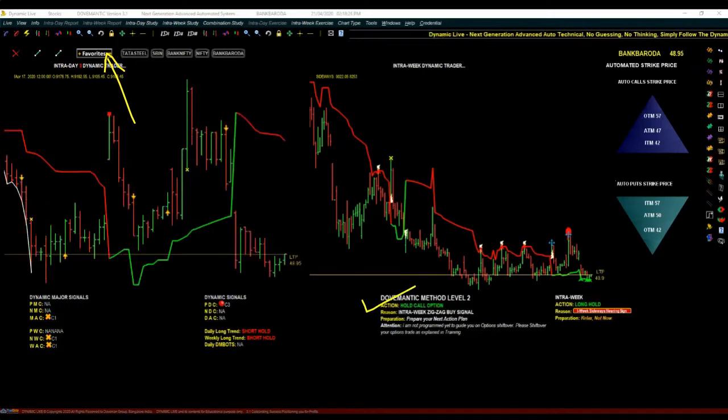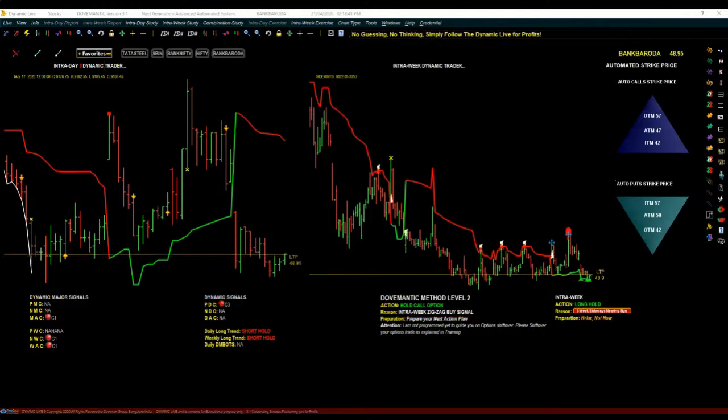Right, so in this action information, it is telling us to hold call option. Now why did it tell us to hold call option? It is because it has told us to buy somewhere here, an intra-week zigzag buy signal. It has told us to buy, we have bought and we are still holding on to it.